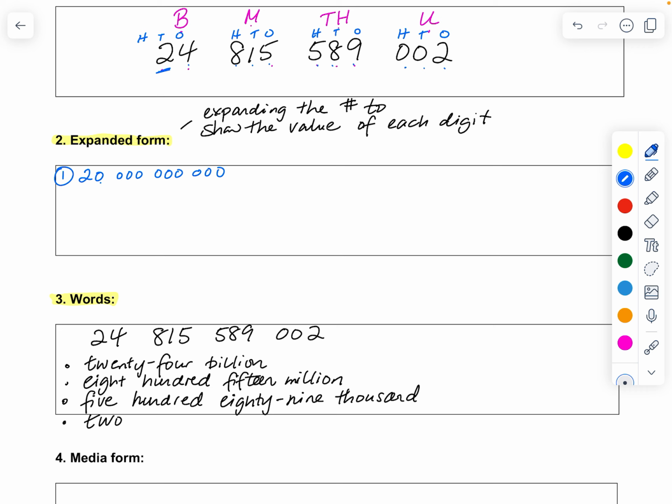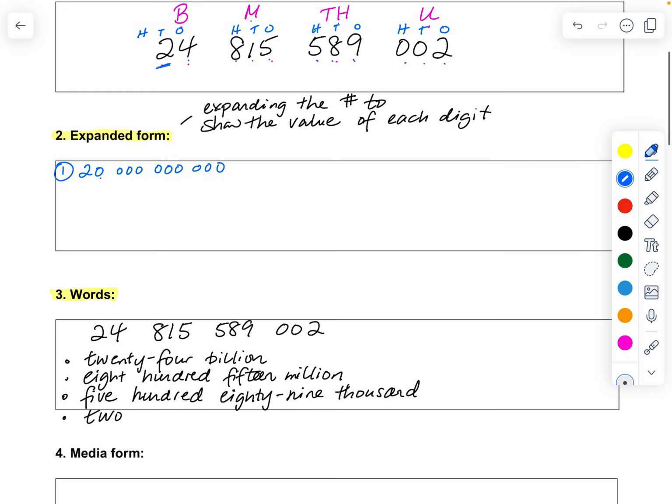Notice again, I'm using spaces between periods. The next digit we're going to deal with is the 4 billions place. And if you notice, because of stacking, it's easy to line up and to count how many zeros you need to show the full value of each digit.